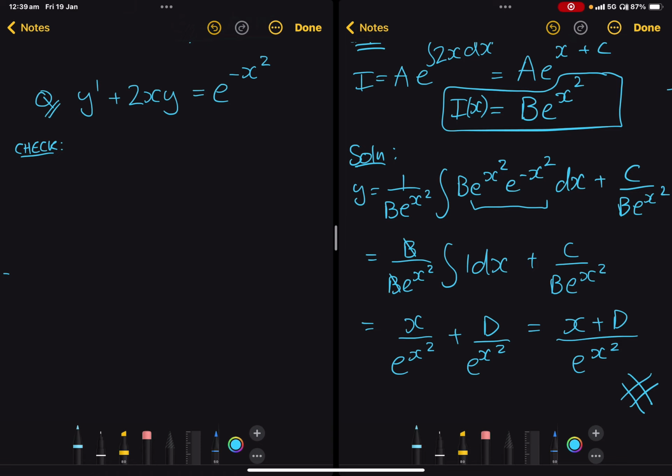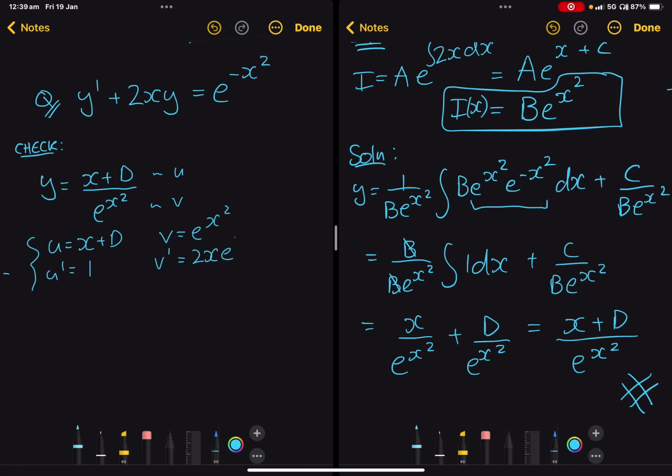So we've just discovered that y is equal to x plus some constant d over e to the power of x squared. So this is a quotient rule. This is u, this is v. So u is x plus the constant d, u prime is just 1. v is e to the x squared. v prime is 2x e to the x squared. This is essentially a chain rule.